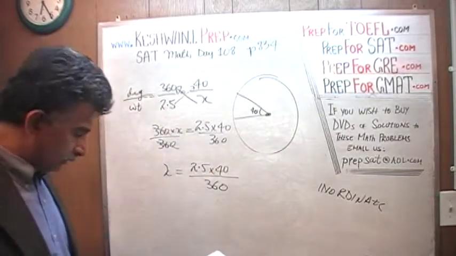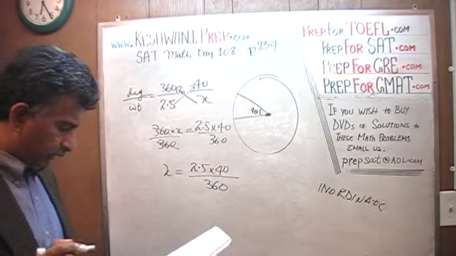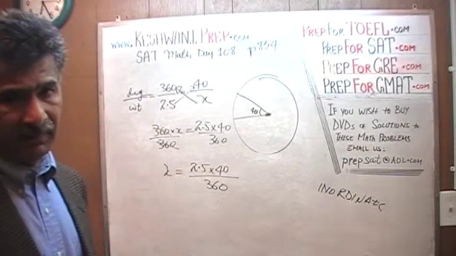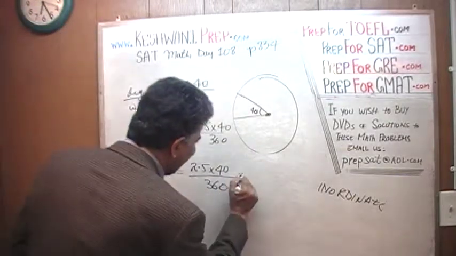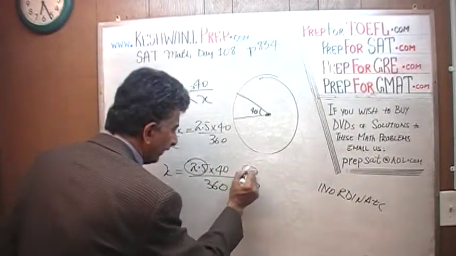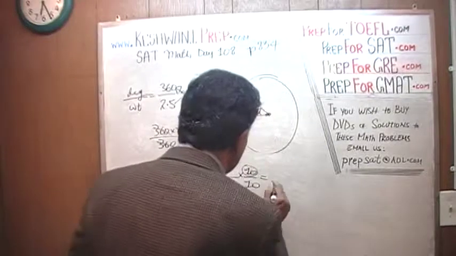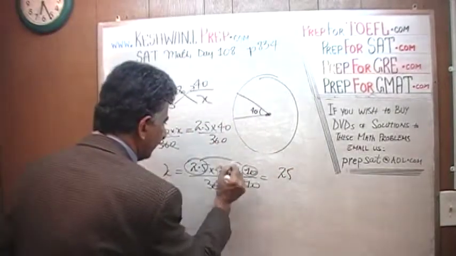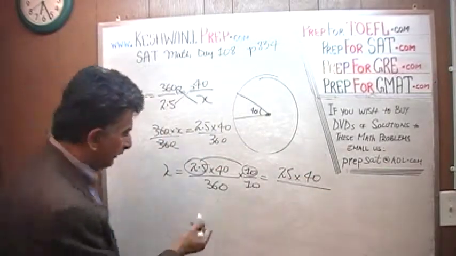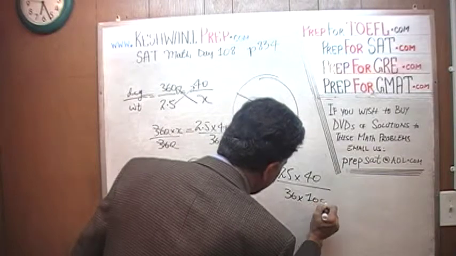Now, I do not know about you, but I do not like dealing with decimals. I hate it. So what I'm going to do is multiply top and bottom by 10. If you multiply top and bottom by 10, 2.5 times 10 will give us 25. So 25 times 40 over 360 times 10, which should be 3600, but I'm going to write 3600 as 36 times 100.